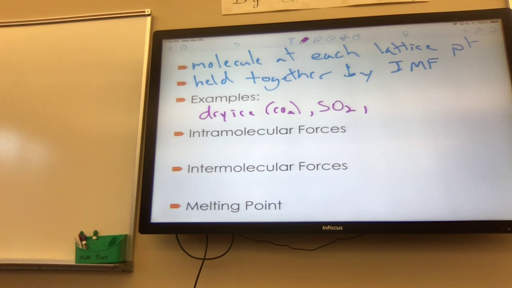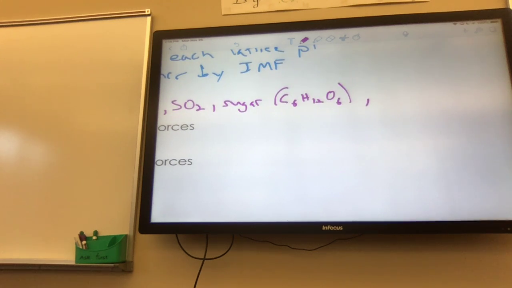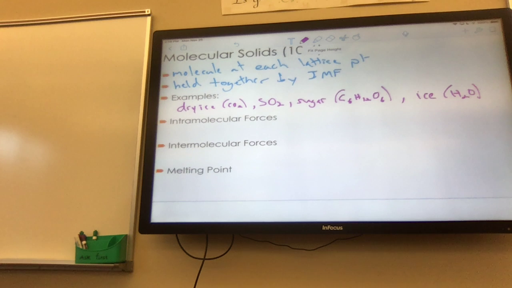What's another one that you have seen? Sugar. Thank you. C6H12O6. What about wet ice? You know, ice. Is water wet? Yeah, let's say dry ice. I feel like we should say the other kind of ice too. Wet ice. The watery ice.